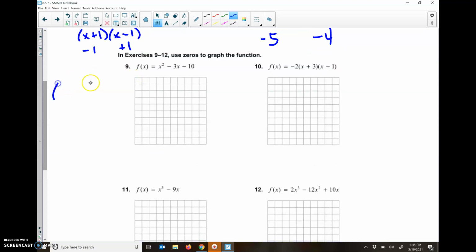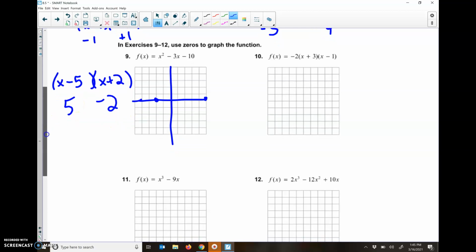So two numbers that multiply to negative 10. So I have x minus 5 and x plus 2. So that means I just figured out my zeros were positive 5 and negative 2. Okay. That means it moves 2 that way, 5 that way. And it doesn't say to find the axis of symmetry or the vertex or anything like that, but we're going to use those zeros to kind of find that.